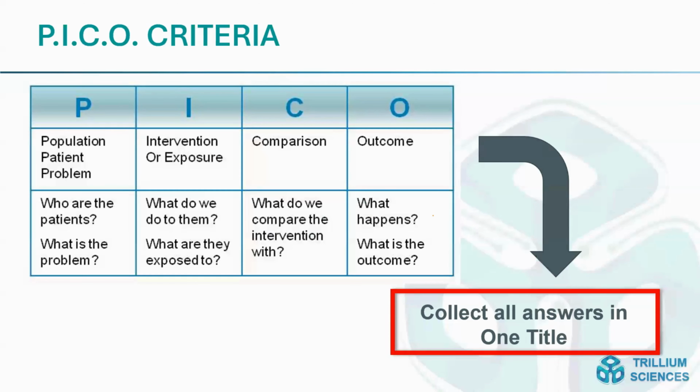So, how to formulate it? There are several ways. The most popular way is PICO. PICO stands for P for population, patient or problem. Who are the patients? What's the problem? I for intervention or exposure. What do we do to them? And what are they exposed to? C stands for comparison. Are we comparing something to another? And O for outcome: what happens when we give that intervention, and what's the outcome of this intervention?